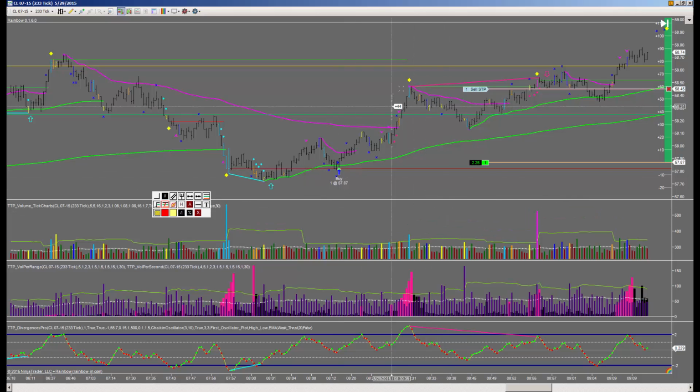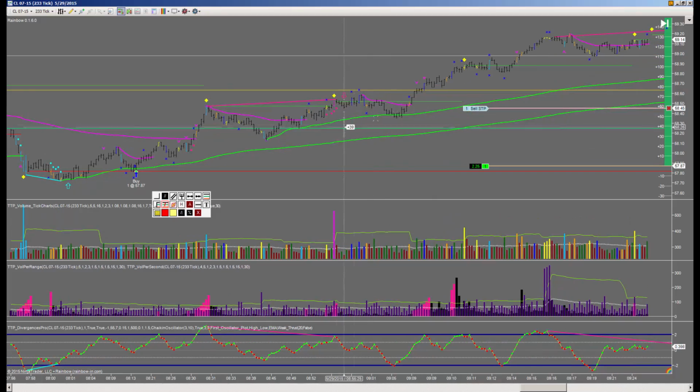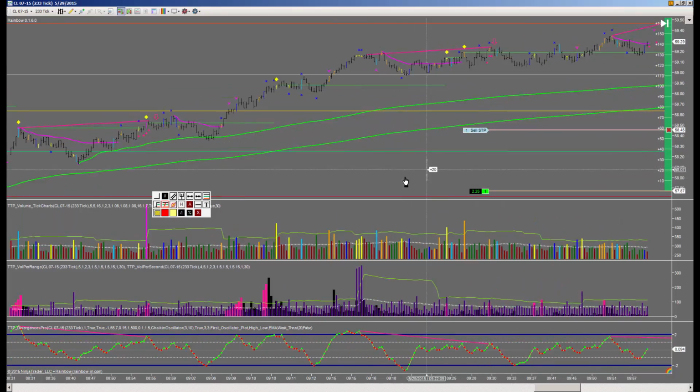And it never looked back. You see the high right there with an extreme spike. It was also very high volume per second, extremely overbought in the Chaikin oscillator, and then it just rides up these little VWAPs from the prior pivots.